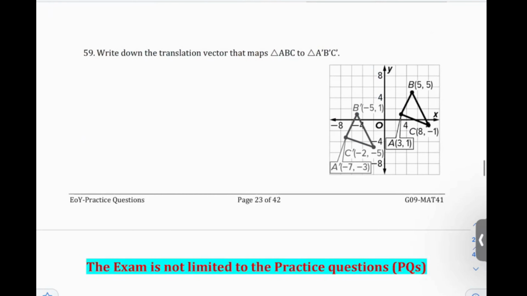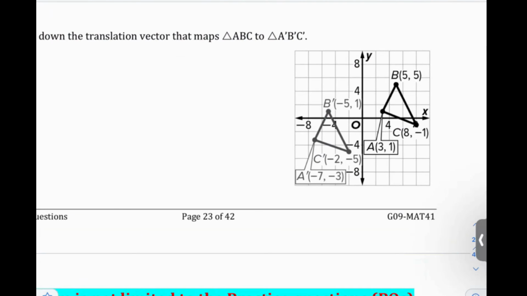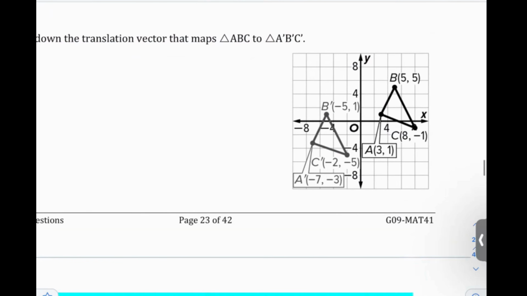Write down the translation vector that maps triangle A, B, C. So now this is the old one. It is moving in that direction. So we have this direction, this way until the B prime, and this way. Now, since this unit express scale of 2, you have to be careful.